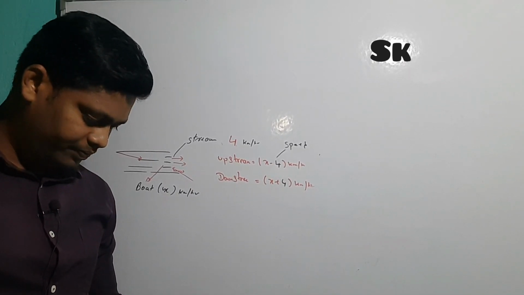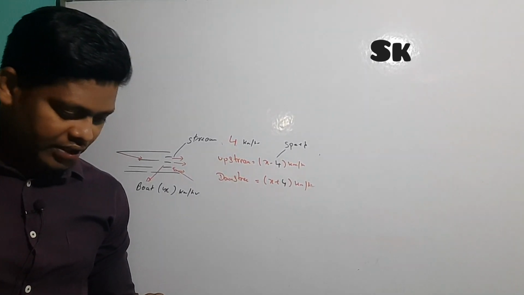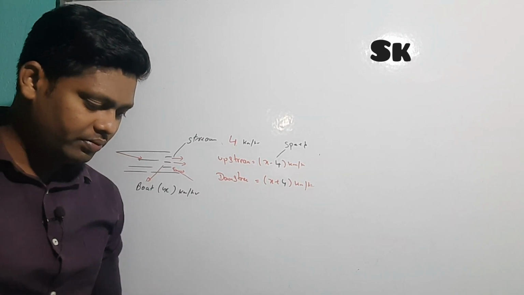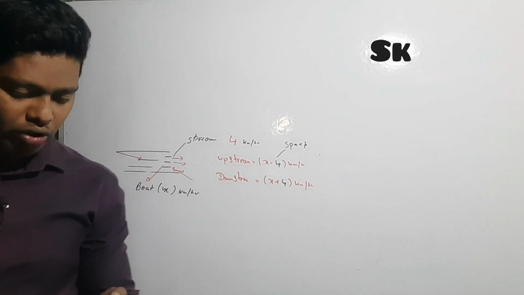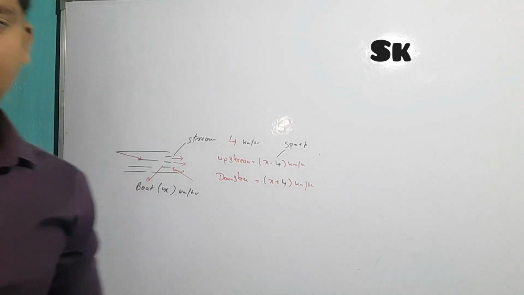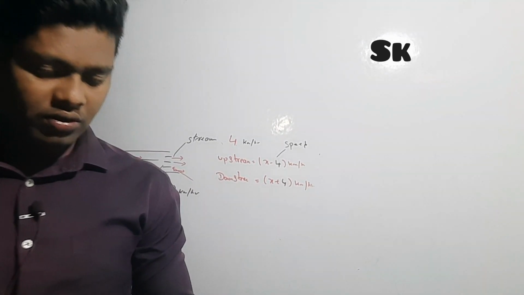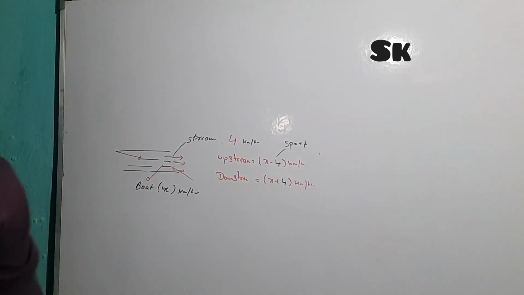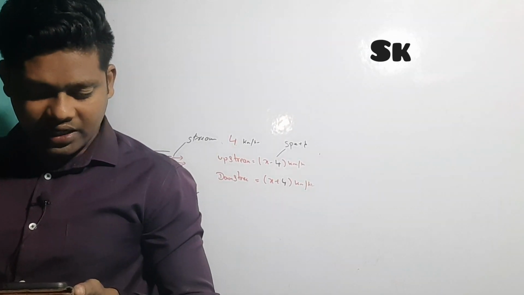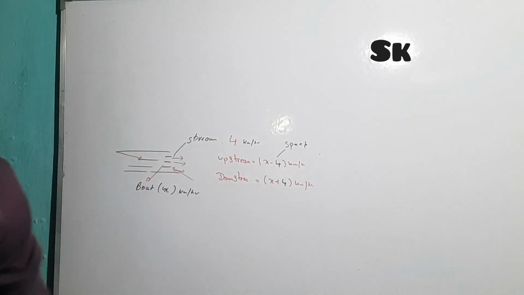You write this question. A sailor goes 8 km downstream in 40 minutes and returns in 1 hour. Determine the speed of the sailor in still water and the speed of the current.